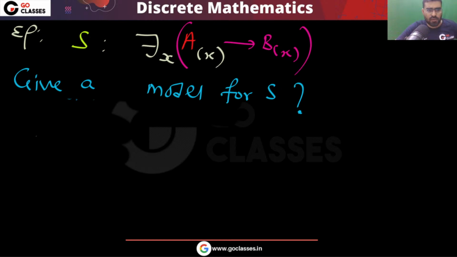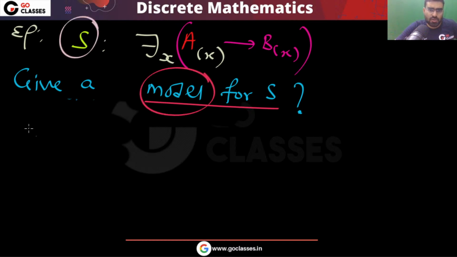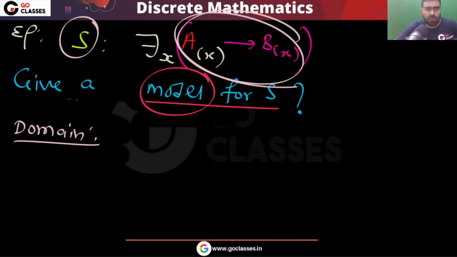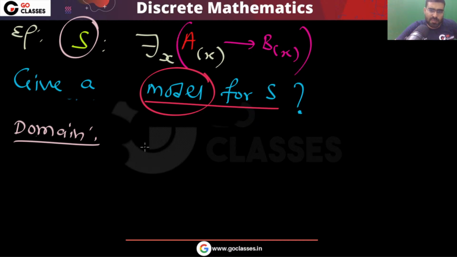Can you give me a model for S? So model means you want to make this S true. Can you make this S true? Yes, you can make it true, very easily. All you have to do is, for some element, make this true. For some element, this ax implies bx must be true.